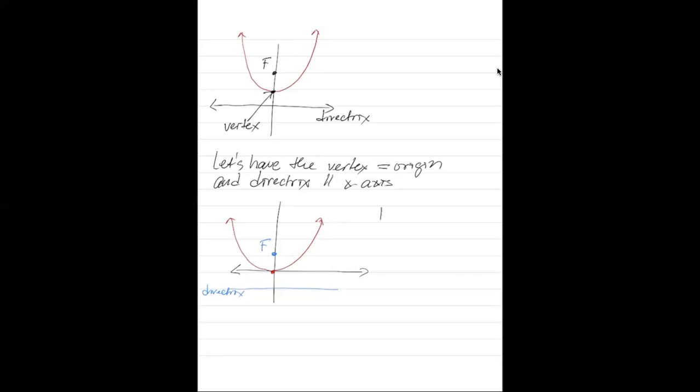So if P with coordinates x, y is a random point anywhere on the parabola, by the definition we just said, the distance from any point on the parabola to the focus is the same as the distance from that point to the directrix. So let's call that point here L. So we have PF, this distance, has to equal PL.